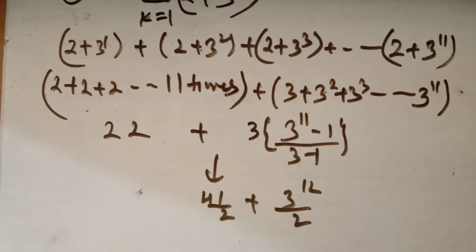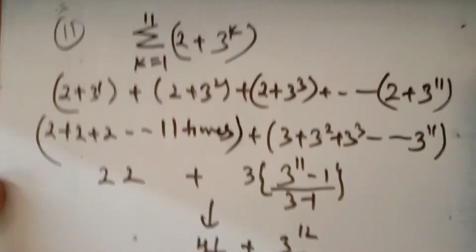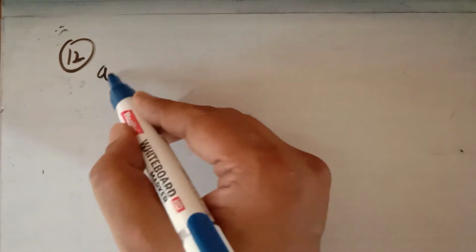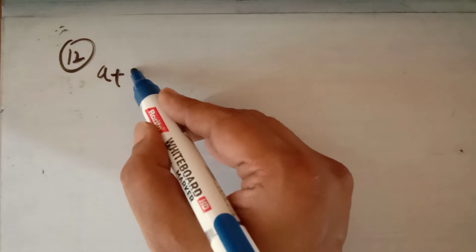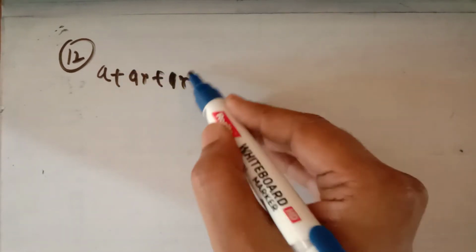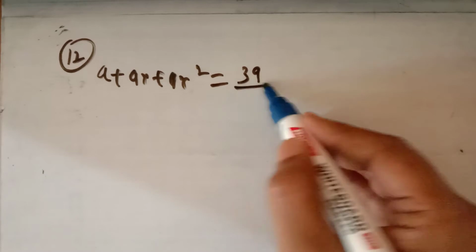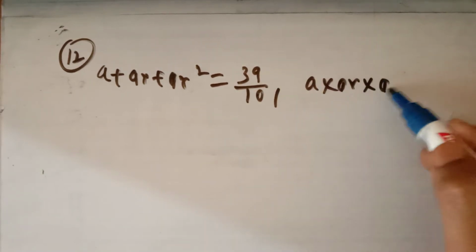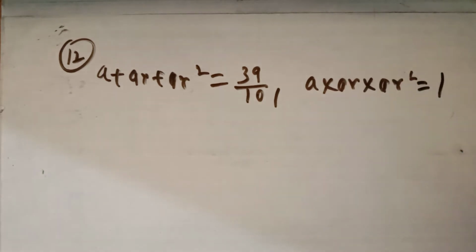Now, question number 12. Read it carefully. Many questions are there. In question number 12, read it. The sum of first three terms of a GP is 39 upon 10. The sum of first three terms is given and their product is given as 1. So let us take the first three terms as a by r, a, and a r square. Their sum is equal to 39 upon 10 and their product is equal to 1. You have to find the common ratio and the terms.